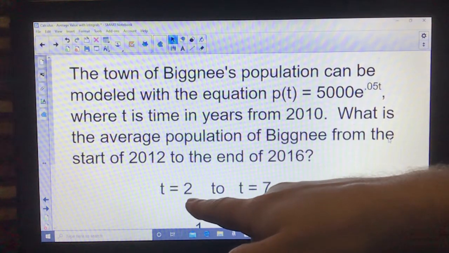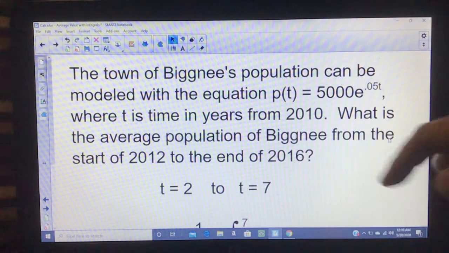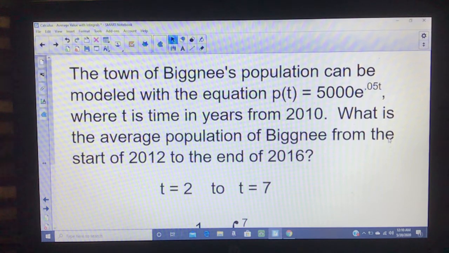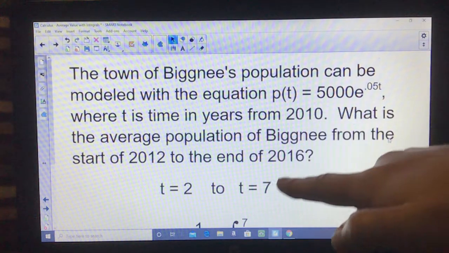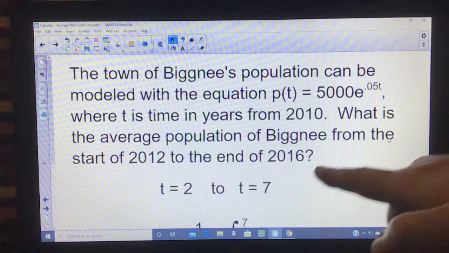The start of 2012 is 2 years after the start of 2010. But the end of 2016, basically the very, very, very end of 2016, is essentially the very beginning of 2017. So the very end of 2016 is happening 7 years after 2010, because basically it's 11:59 and 59 seconds on December 31st, 2016. It's essentially the beginning of 2017. So this is going through to the 7th year, the start of 2017. So just be careful that you get the right interval. I actually want to go from time 2 to time 7 on this.